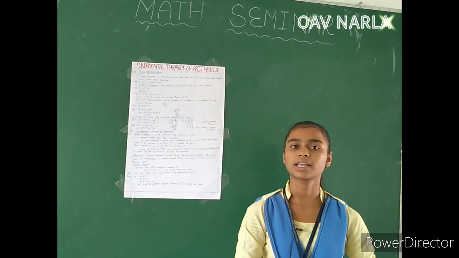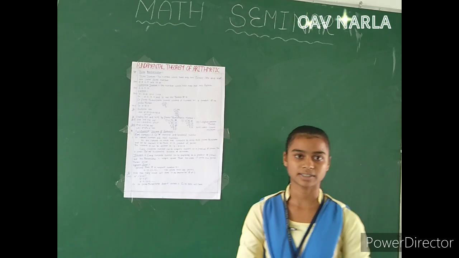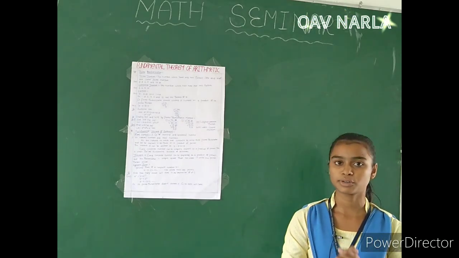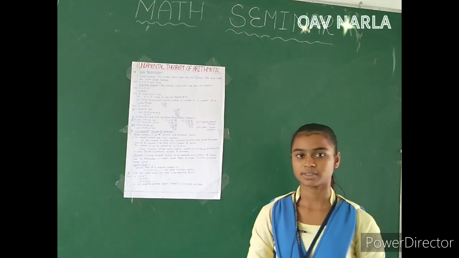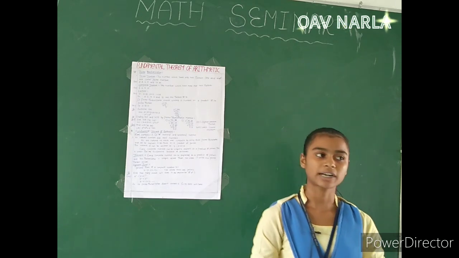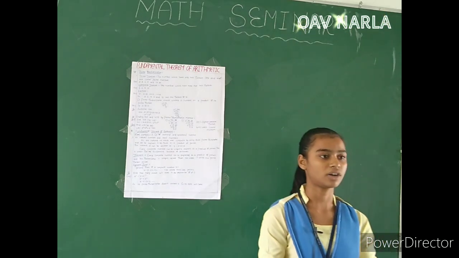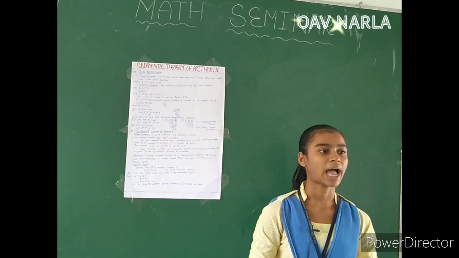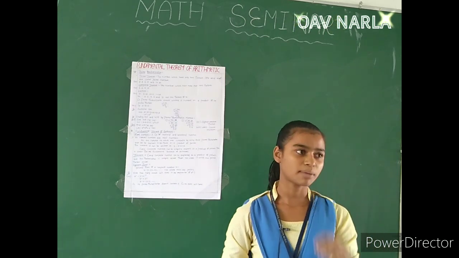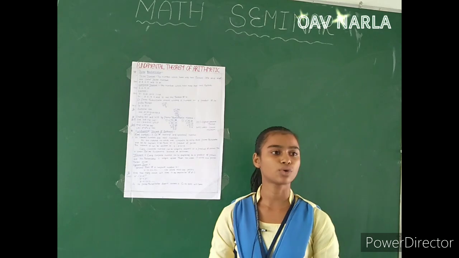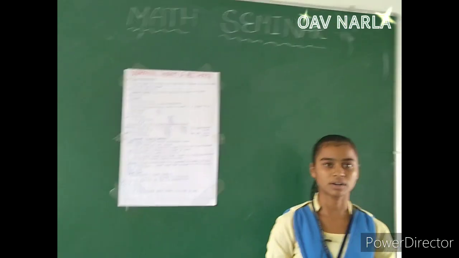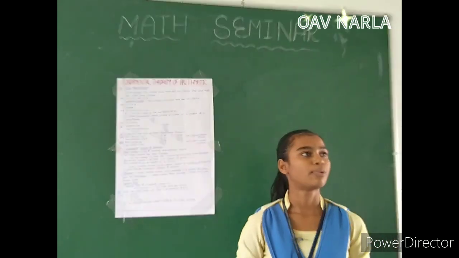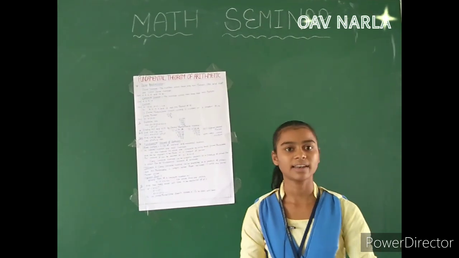So now we know what factors are. Let us move on to the second concept, that is prime numbers. Numbers that have only two factors, one and itself, are called prime numbers. For example, 2, 3, 5, 7, etc. But the numbers which are not prime and have more than two factors are called composite numbers. For example, 4, 6, 10, 9, etc.